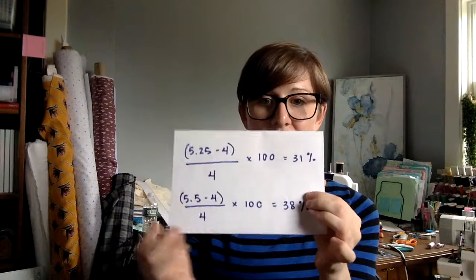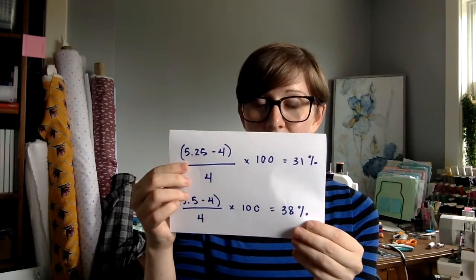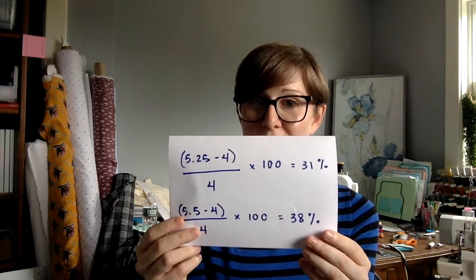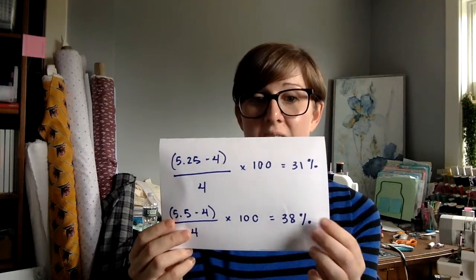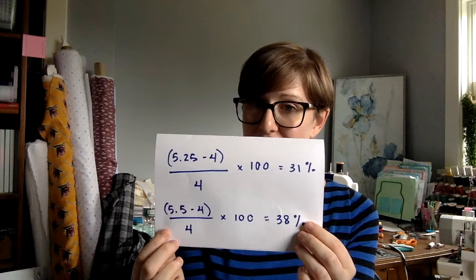And if you do that with our samples, you can see you have the 5 1/4 minus 4, divided by 4, times 100, is 31%. So our cross grain stretch is 31%. And then our lengthwise grain stretch is 38%, because it stretched just a tiny bit more.